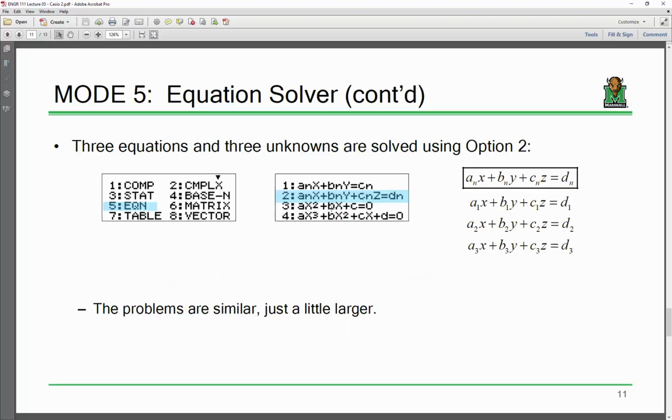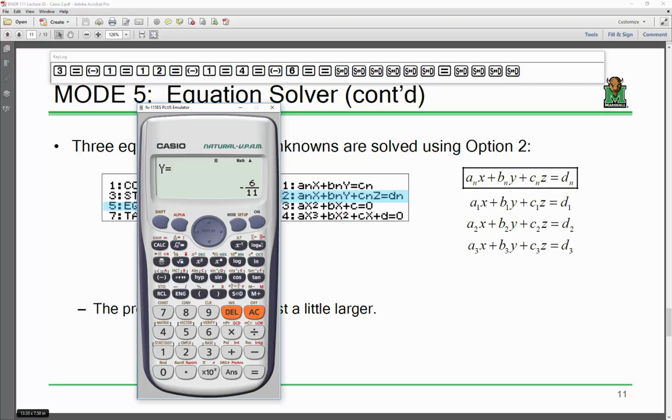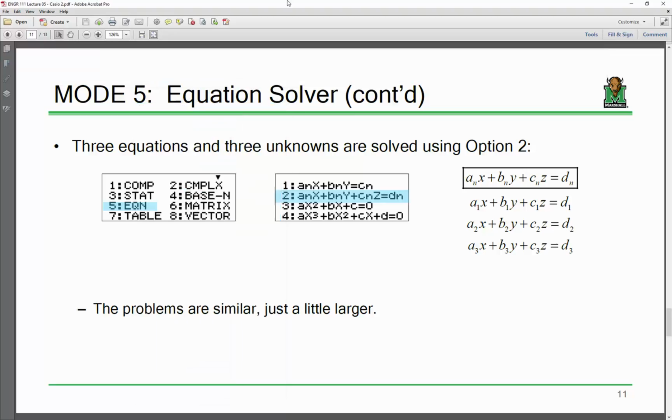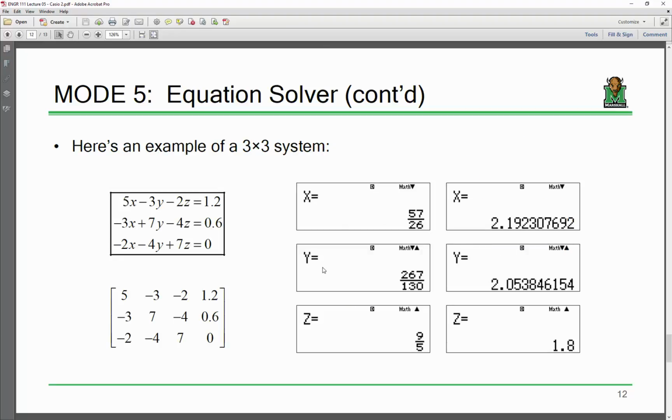Pretty straightforward application. The calculator will also solve a 3x3 set of equations. I can go to that by hitting mode, equation, and then instead of going to option 1, just going to option 2. Now, 3x3 systems are 3 equations and 3 unknowns. It's very similar. The problems are just a little bit larger, so they just take a little bit more time to enter. But in the end, the actual general process is the same.